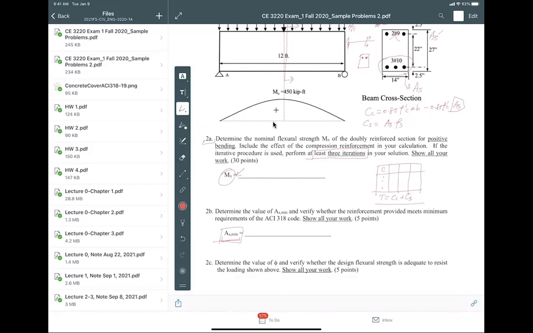Okay, so when you compare, you use AS. That's the first trick. Be careful what we're asking you to do. Second trick, you look at this AS min here, there are 2 equations for it. One is 3 square root of f'c bw d divided by fy, and the other is 200 bw d divided by fy. So be careful, it has to be the larger of the 2. Larger of the 2, okay?